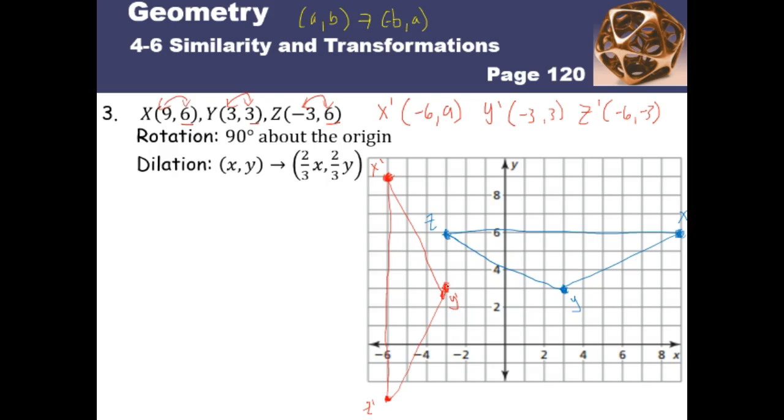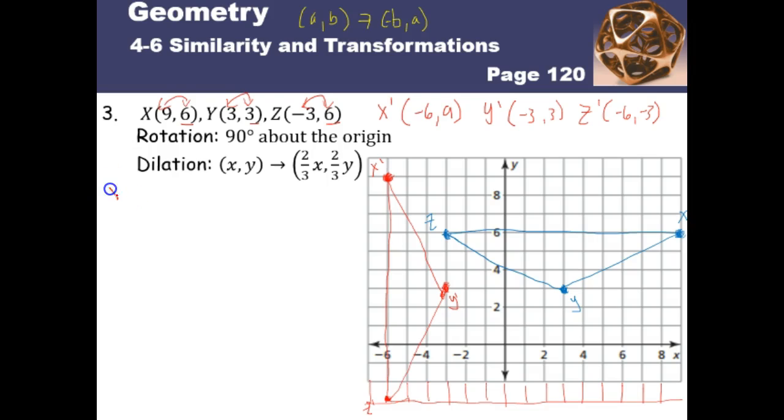Okay, so we rotated it 90 degrees. And if you like, you could draw this out a little, if you want to have this extra line thing here. There. Need an extra little column for the z prime. Okay. So now we have to dilate by 2/3.